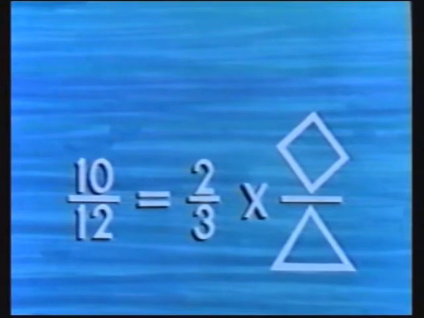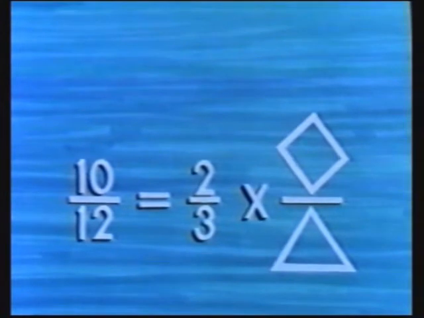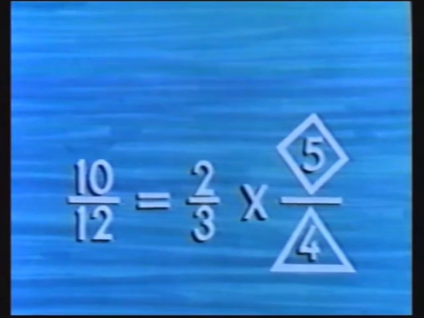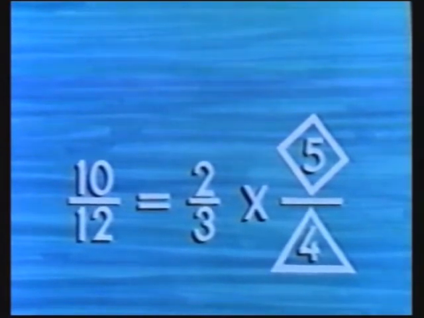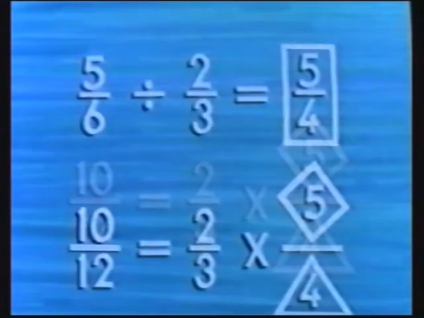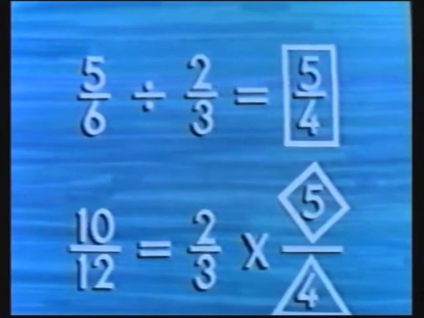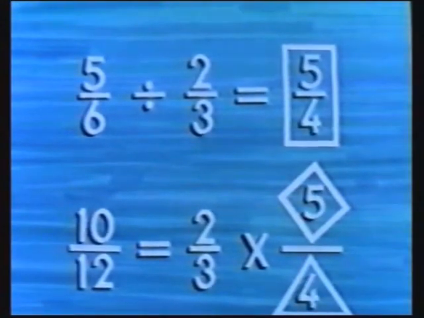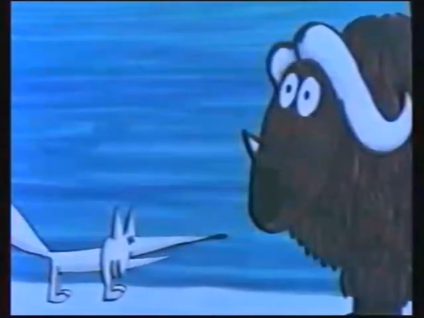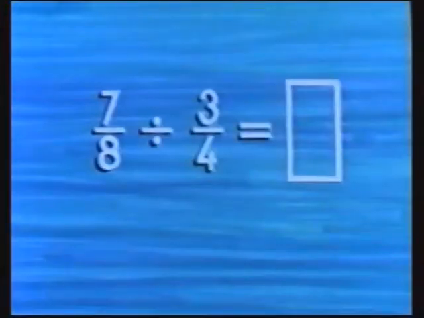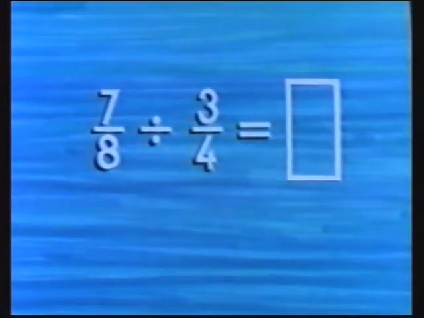And 2 is a factor of 10. So, 2 times 5 is 10, and 3 times 4 is 12. Then 2/3 times 5/4 is 10/12, or 5/6. What about the original problem? 5/6 divided by 2/3 must be 5/4. That's terrific, Lola. Let's try another one. Try 7/8 divided by 3/4.